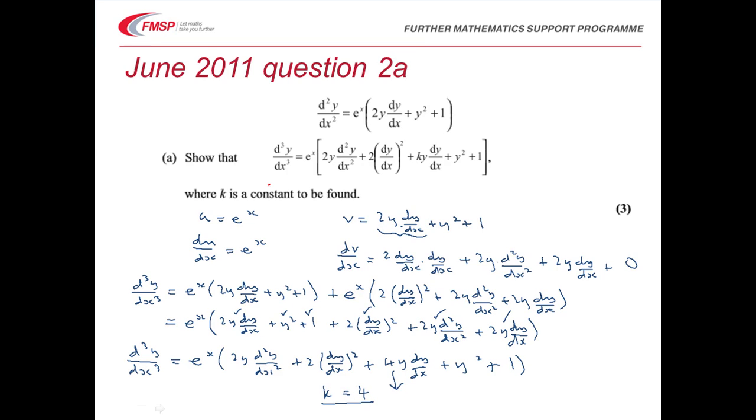The mark scheme for this part of the question had a method mark for applying the product rule. It had an accuracy mark for applying the product rule successfully, and an accuracy mark for the final answer, and k equals 4.